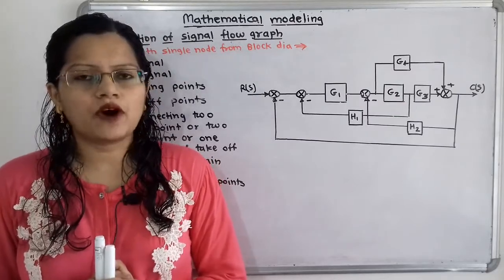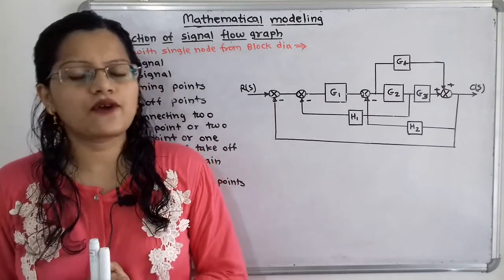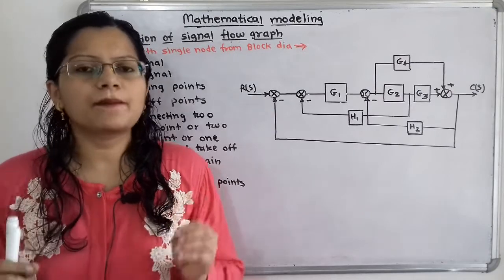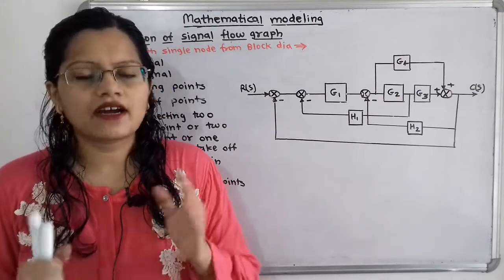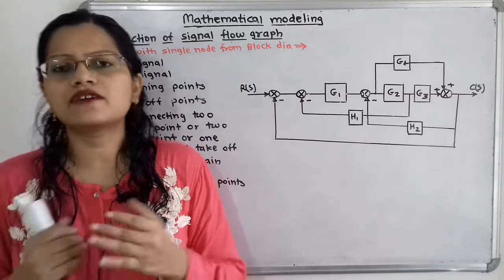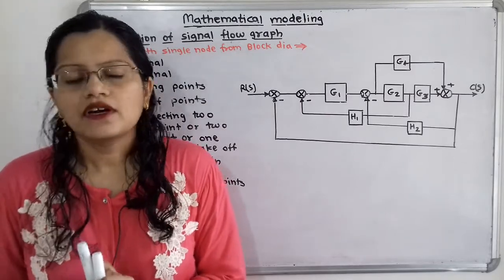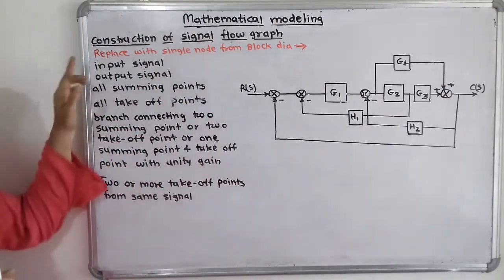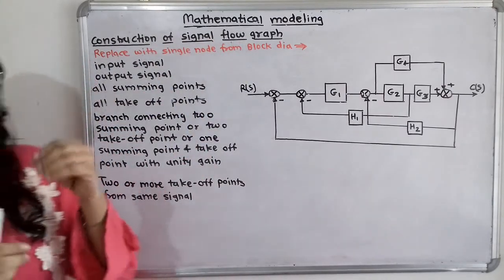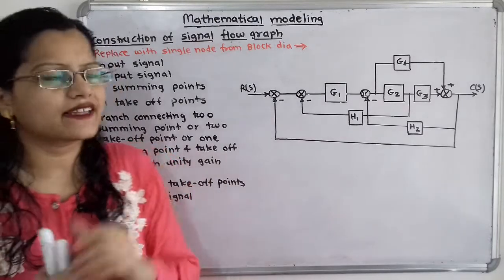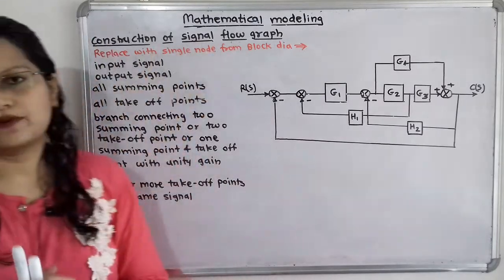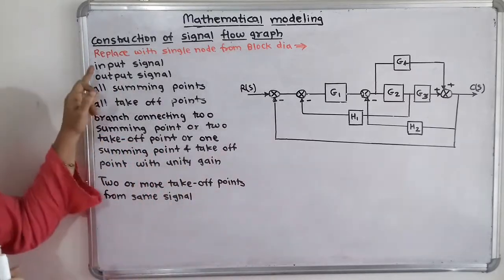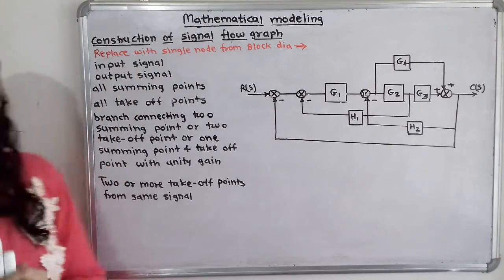Solve a problem on construction of signal flow graph from a given block diagram. We will understand some particular points regarding conversion of this block diagram into signal flow graph. While construction of signal flow graph, we have to replace some important points from the block diagram with a single node. So which are those points? So we have to take input signal as a single node.